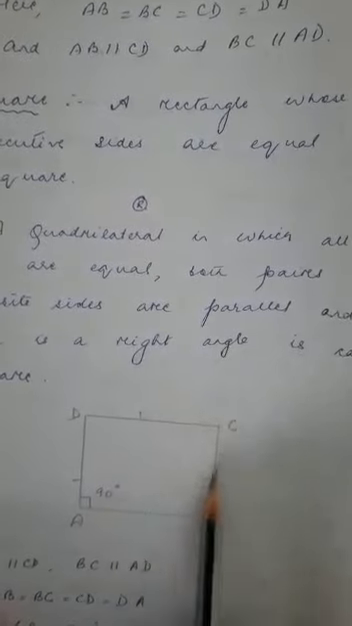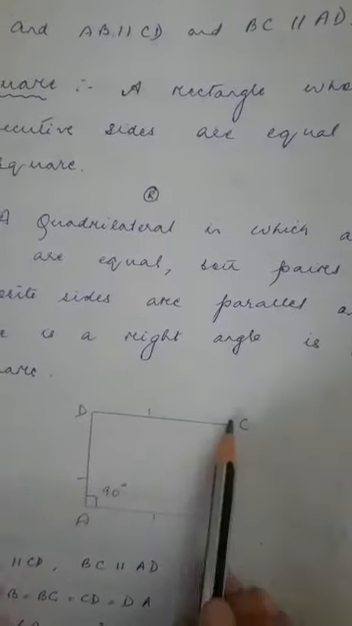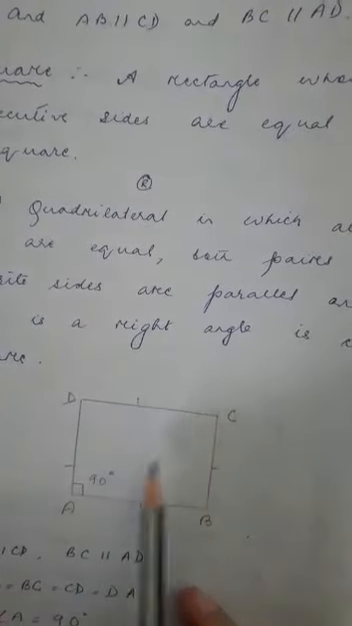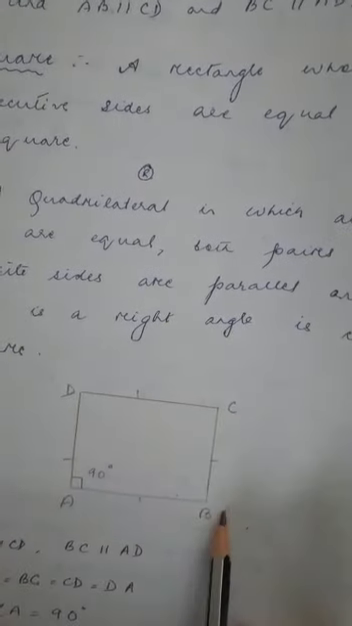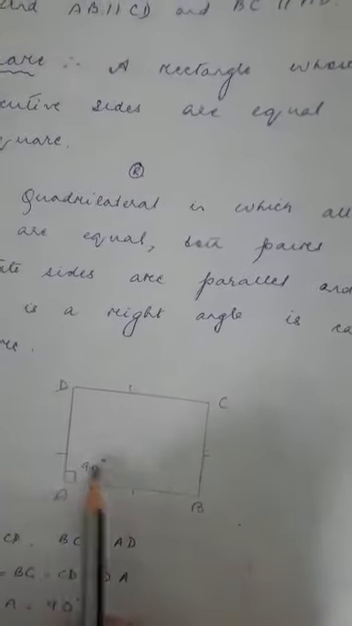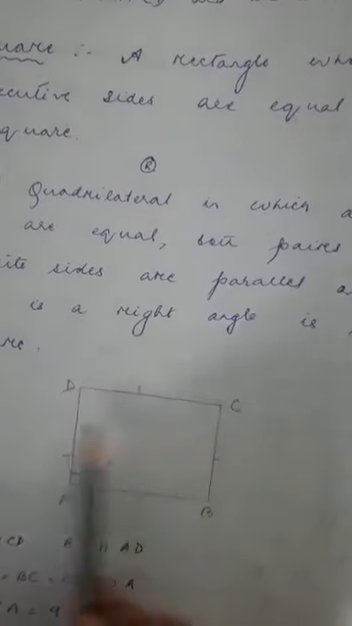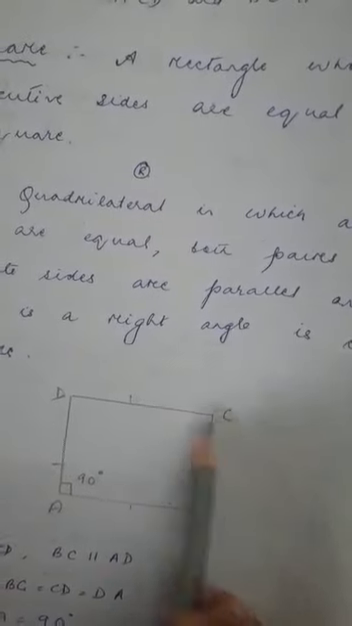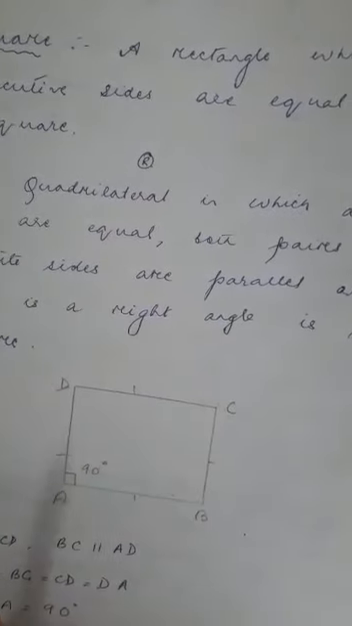That means this is a quadrilateral in which all the four sides AB, BC, CD, and DA are equal. Both pairs of opposite sides are parallel. That means CD is parallel to AB and AD is parallel to BC, and one of the angles is a right angle, that is 90 degrees. So AB is parallel to CD, BC is parallel to AD, and AB is equal to BC is equal to CD is equal to DA, and one of the angles is equal to 90 degrees, right?